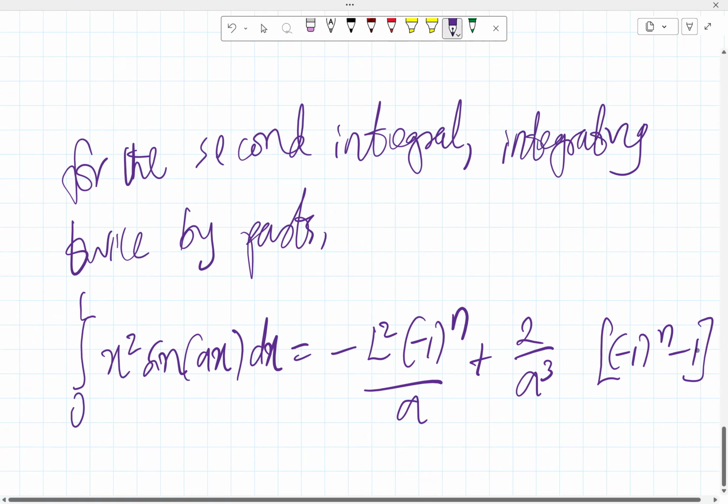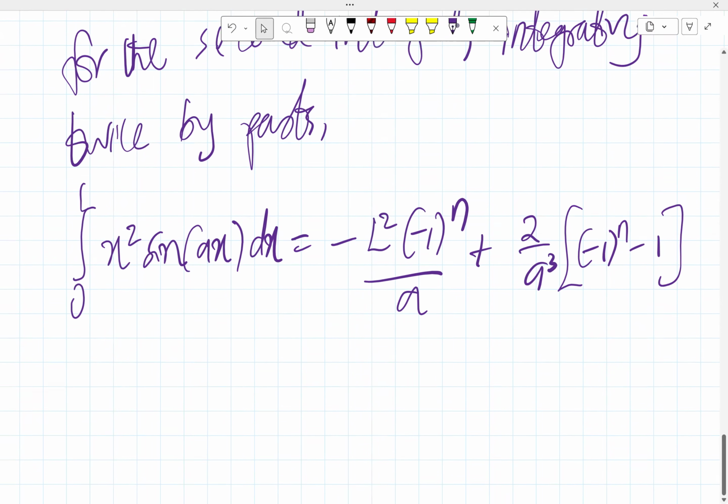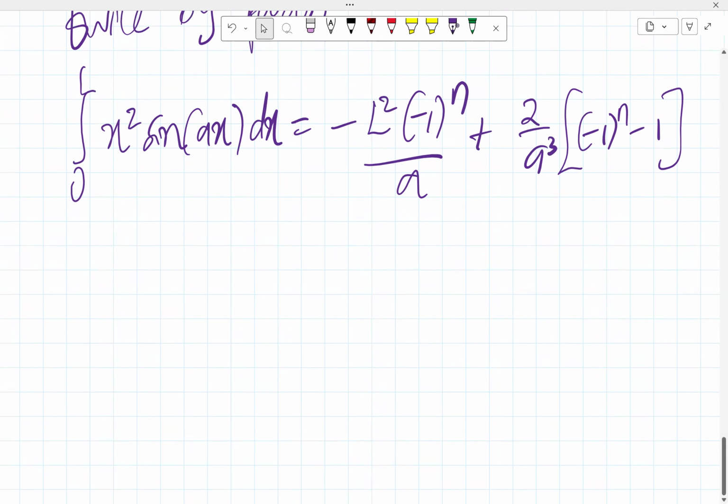So you can take the pain of going through that step by step. So minus L squared minus 1 raised by n. But if you want to know everything about integration by parts, you can also check the playlist on basic calculus like this. So we have that now. So with that in place, that's what we get for the second integral.